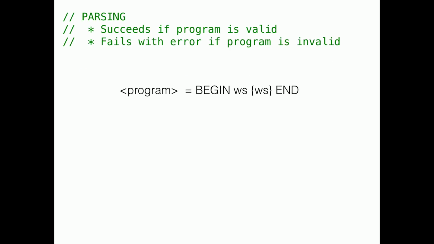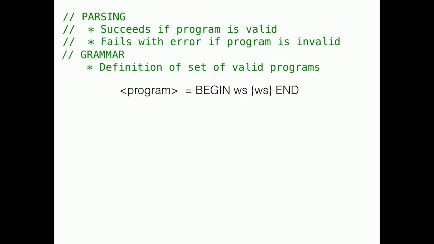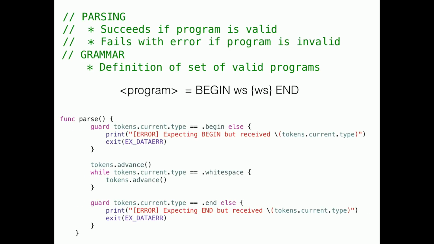And to do that, I want to introduce just a little bit of formal notation. So we're going to say that the valid inputs to our program are defined as being equal to the begin keyword, followed by a whitespace character, followed by 0 or more additional whitespace characters, which we just notate with those curly braces, followed by the end keyword. So once we define that, there's a name for this. It's called the grammar. And again, it's just the definition of the set of valid programs that our compiler can handle. So once we've defined our grammar, how do we parse it?